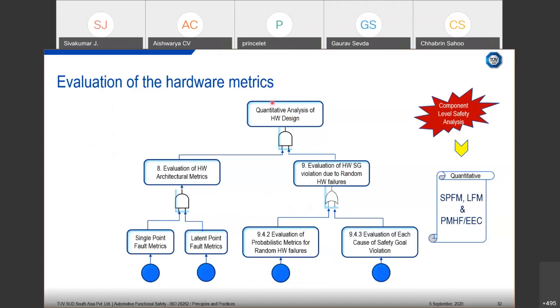So for example, this is the overall metrics that we need to do. In that, there are two metrics: the evaluation of architectural metrics, and the other one is the safety goal violation metrics. These two are required, so it is connected with an AND gate because both are required based on the AC level. For the safety goal violation metrics there are two methods: one is the PMHF method, and the other is the evaluation of each cause. Either one can be followed to comply with ISO 26262.